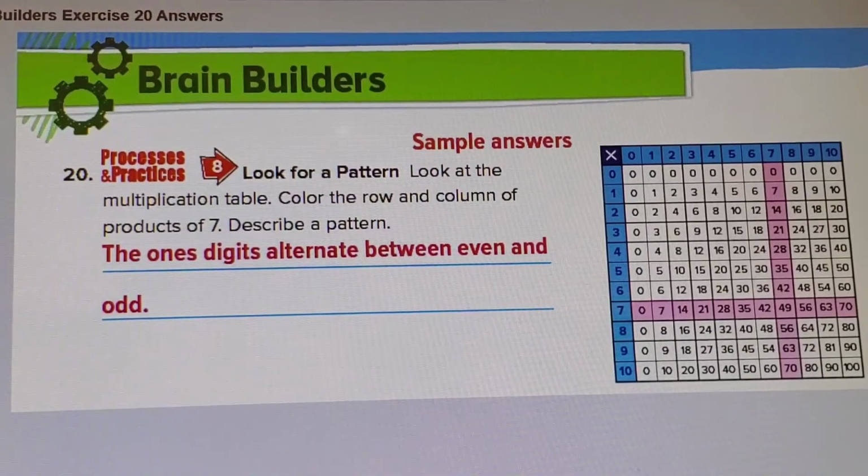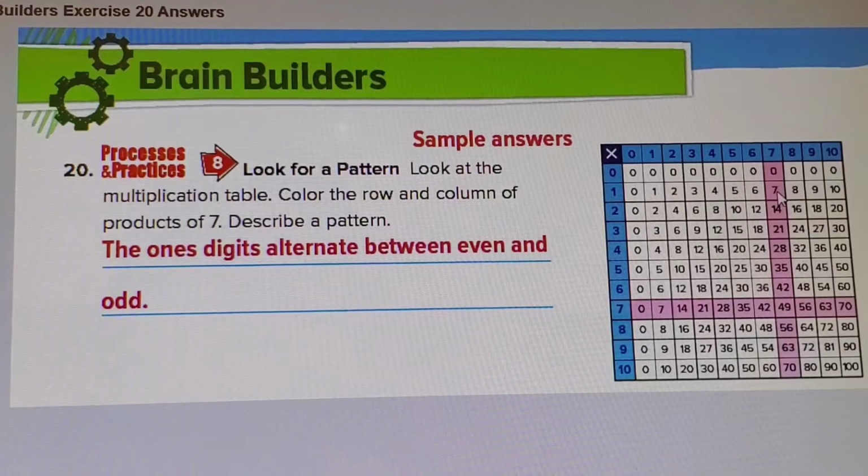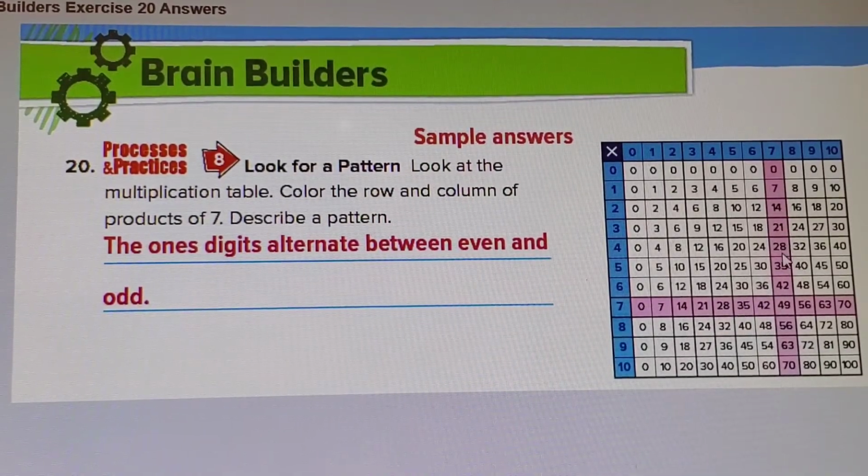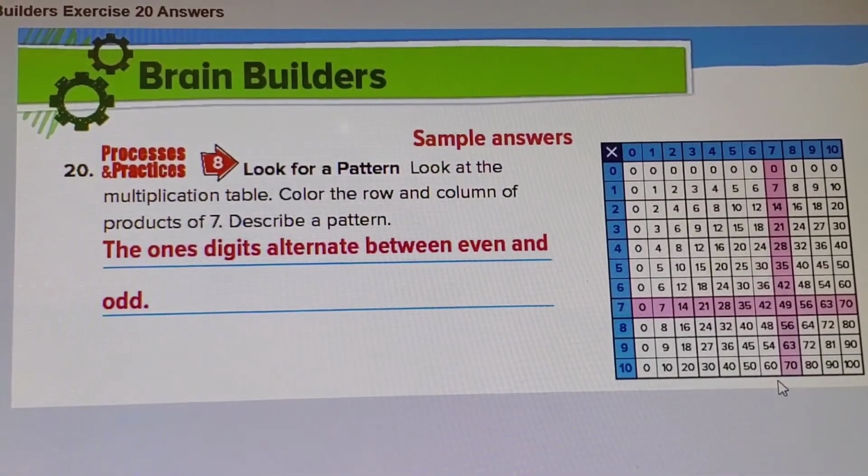The ones digit alternates between even and odd. Even, odd, even, odd, even, odd, even, odd, even, odd, even. And that will continue on with whatever numbers you have.